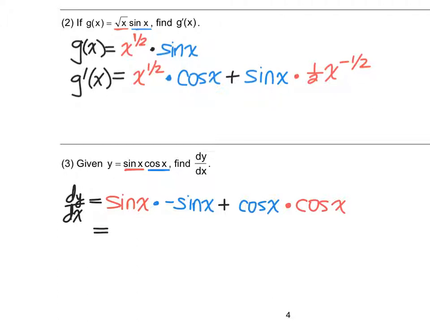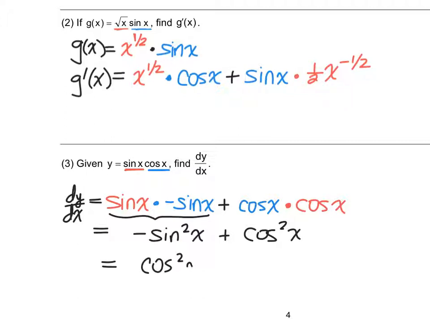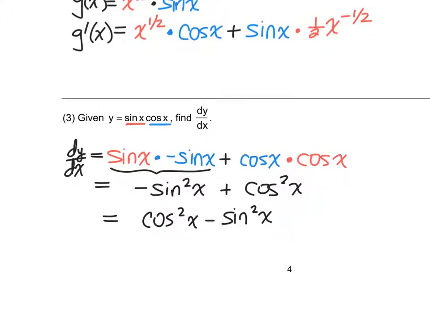I said this before: if I'm going to ask you to simplify, it's probably going to be for a question like this. Because if I multiply the first two parts together, I get negative sine squared x. Multiply the second two parts together, I get cosine squared x. Rearrange, I get cosine squared x minus sine squared x. There's a simpler form of that, we just talked about it: cosine of 2x. If you don't know that double angle identity, you don't get that.